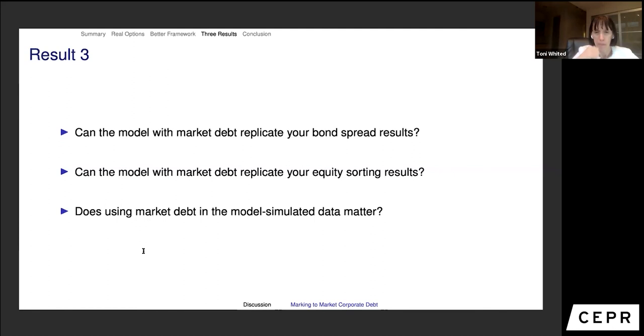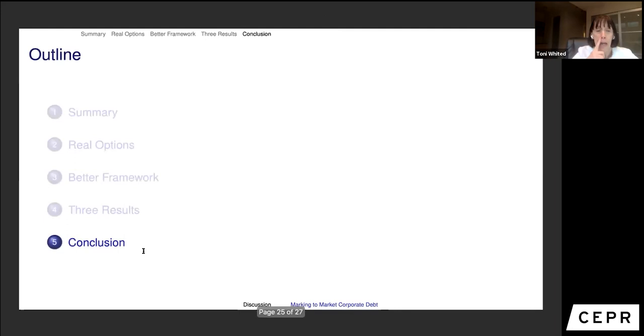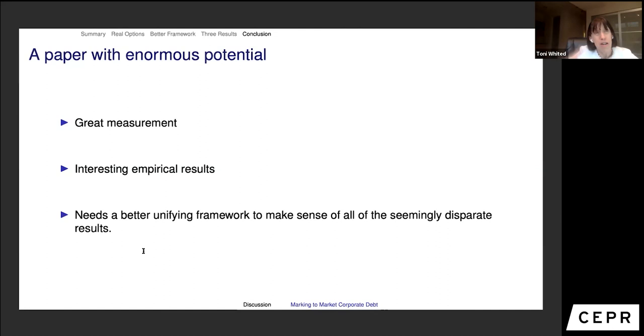You'll notice that I didn't question any of the empirical results. They're there, they're fine. The measurement part of the paper is awesome. No complaints there at all. I just think it needs a better theoretical framework. So I think I'm done on time. Great measurement, interesting empirical results. I just think it needs a better unifying framework to make all of these all-over-the-place results tie together better.